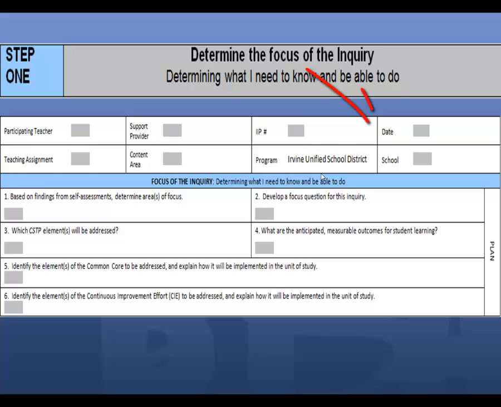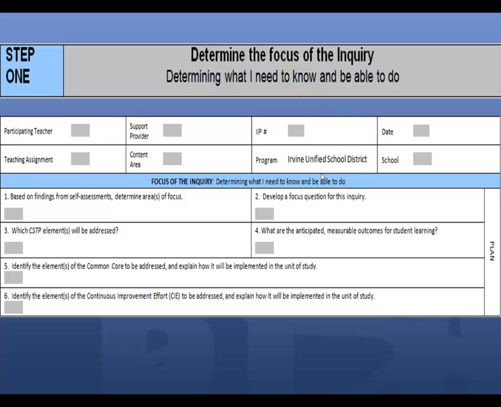Mark the date you begin to complete the IIP document. The teaching assignment refers to what content and/or grade level you are teaching currently. If you teach multiple content areas, you are welcome to list them or identify the area you will focus on for this inquiry. With regard to school, you may identify your one school site, and if you work at multiple sites, you may list all of your assigned sites or just state multiple.